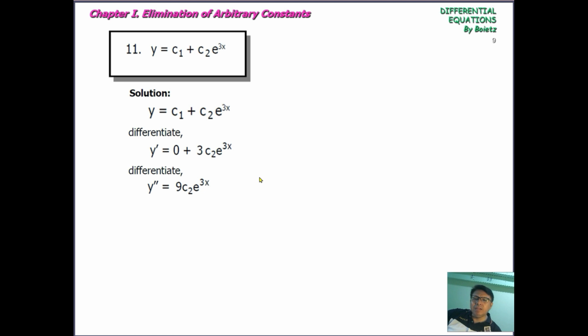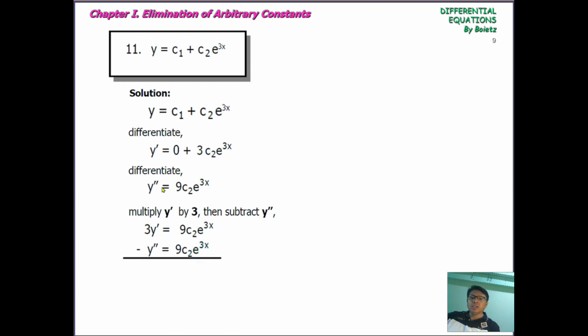Then, you notice here, the arbitrary constant was not eliminated, there is still C2 left. So here, you can make a simultaneous equation, or it could be substitution, get the equivalent of C2, then substitute. But here, I will use simultaneous equation. So, multiply y prime by 3, then subtract y double prime. Multiplying by 3, this becomes 9. This becomes 3y prime, plus 9C2 e to the 3x, then subtract the y double prime. Then this becomes 0. So, 3y prime minus y double prime equals 0. Since the arbitrary constant is gone, this is your final answer.